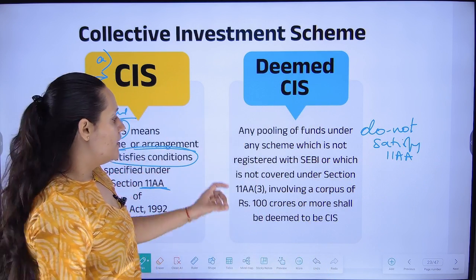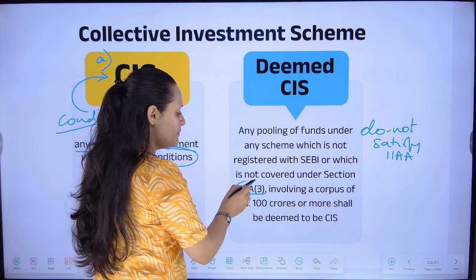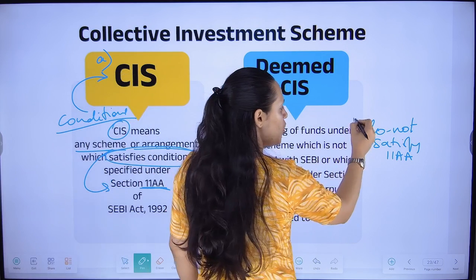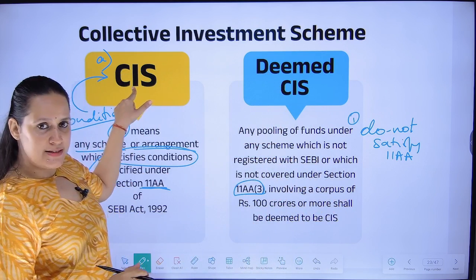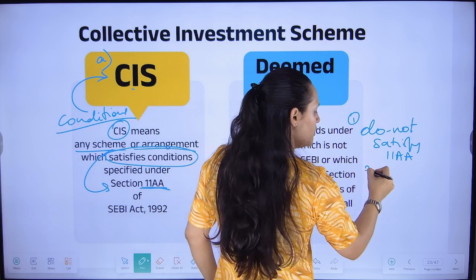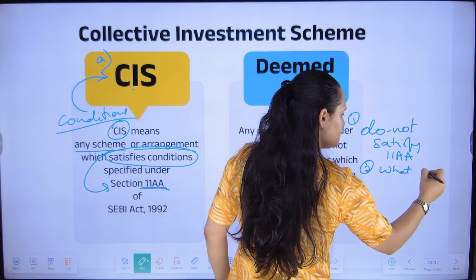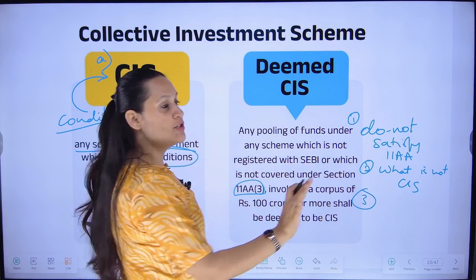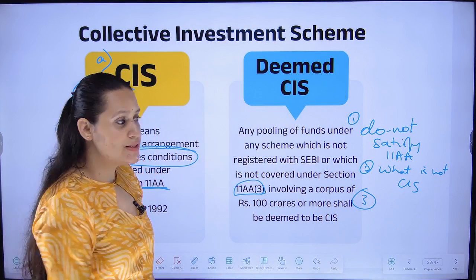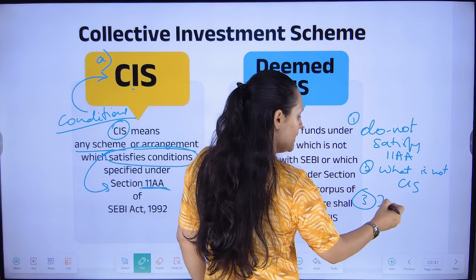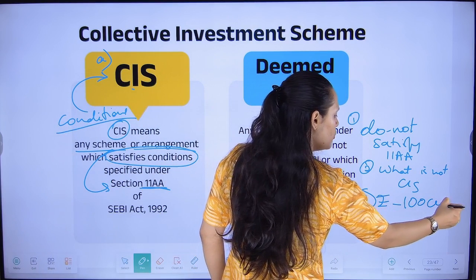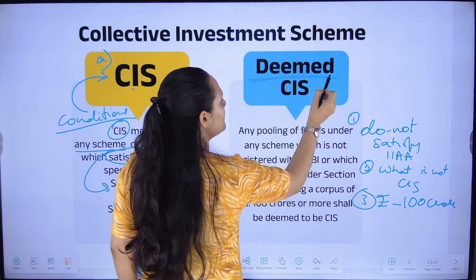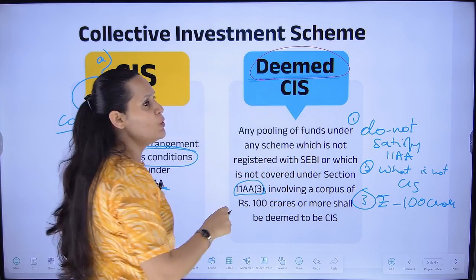Plus, there's also section 11AA subclause 3 which says what are not collective investment schemes. So you do not come under the ambit of what is CIS. You do not come under the ambit of what is not CIS. You are something else which does not come under the ambit of these two activities, but you are raising money from the public at large amounting to 100 crore rupees or more, then automatically you will be deemed to be a CIS. You are going to be deemed to be CIS.